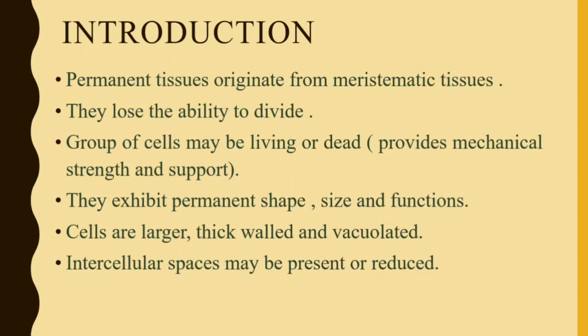Groups of cells in permanent tissues may be living or dead. The dead tissue in the permanent tissues is mainly responsible for providing mechanical strength and support. They exhibit permanent shape and size. Cells are larger, thick-walled and vacuolated. Intercellular spaces may be present or reduced. In the permanent tissue, the vacuoles are responsible for storage.